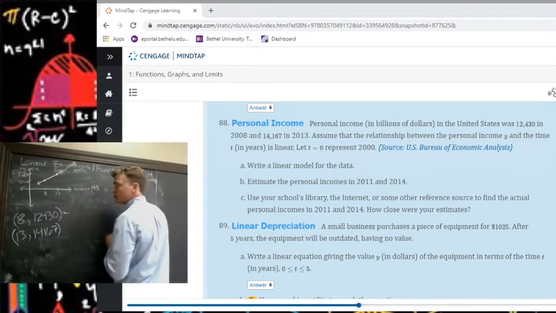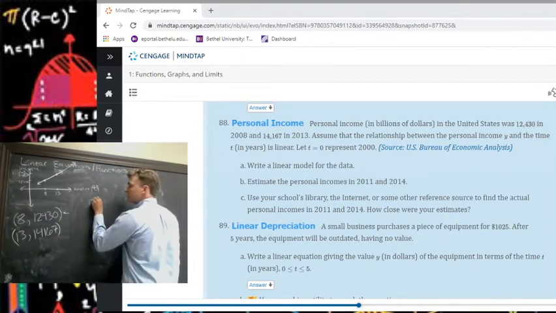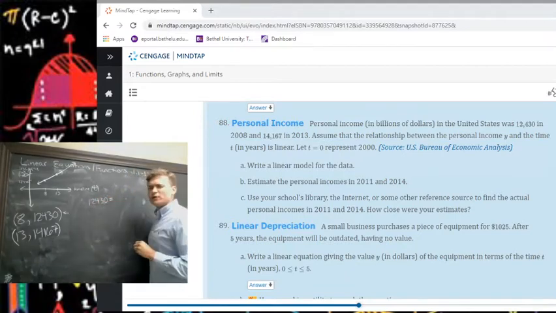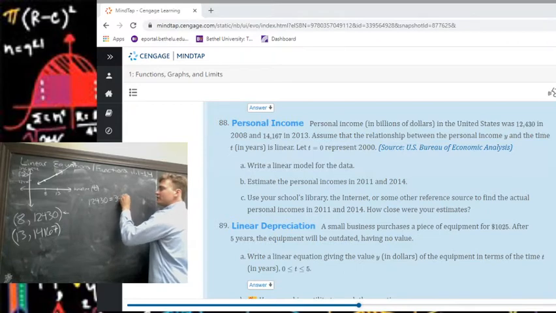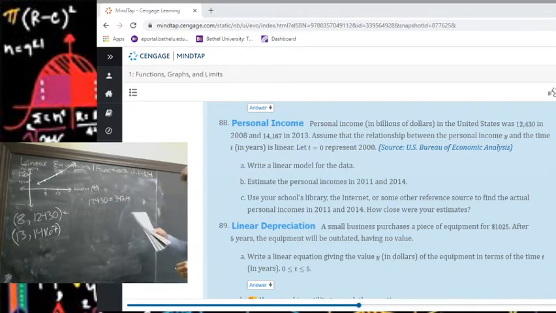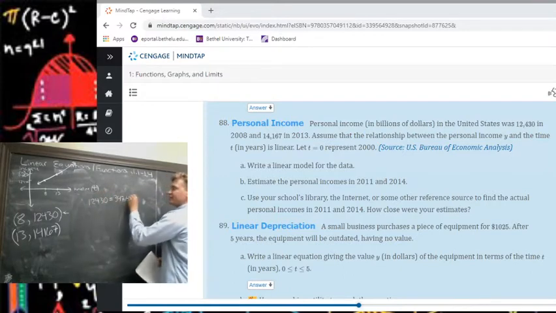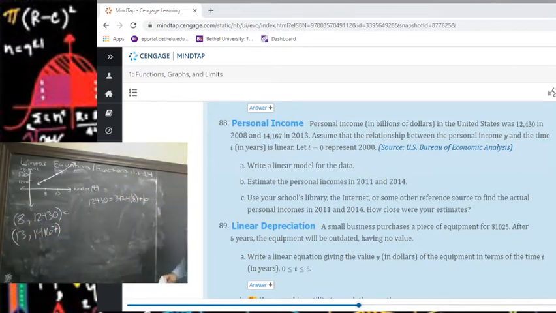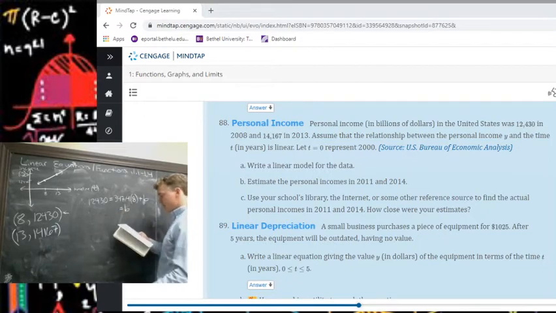Using this first ordered pair, the y value, 12,430. So y equals mx plus b. m was 347.4, if I'm not mistaken. And the x variable, we actually changed to t. But what are we going to use for that? The value of 8. Solving for b, we will now have b and the value for m, and we'll have our linear equation. 347.4 times 8, and then solving for y here. We get that b is equal to 9,650.8.